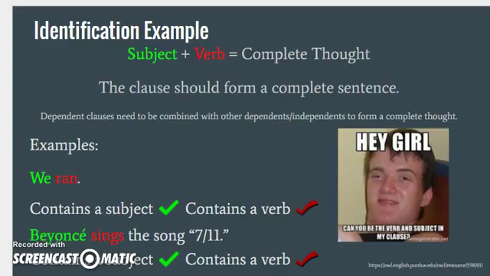Beyonce is the subject because she is the queen, and "sings" is the verb. This could stand alone as simply "Beyonce sings," but is accompanied by a dependent clause, "the song 7-Eleven," to add more detail. Next, let's look at some common errors.